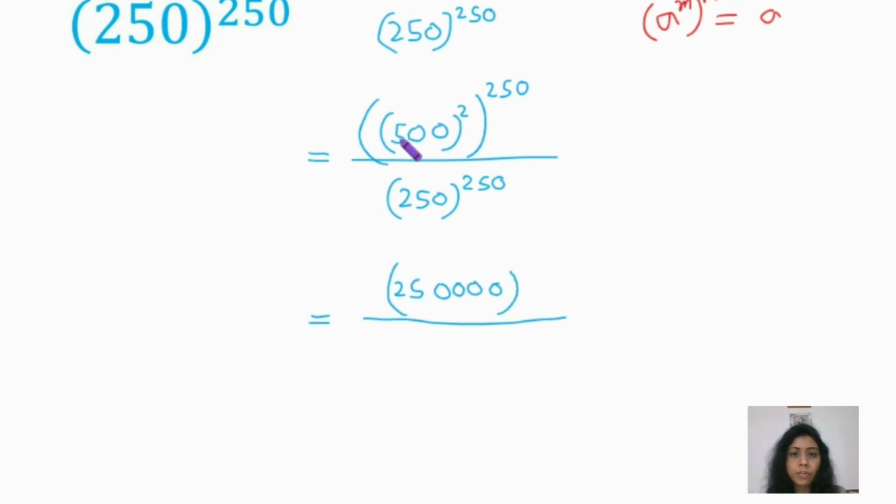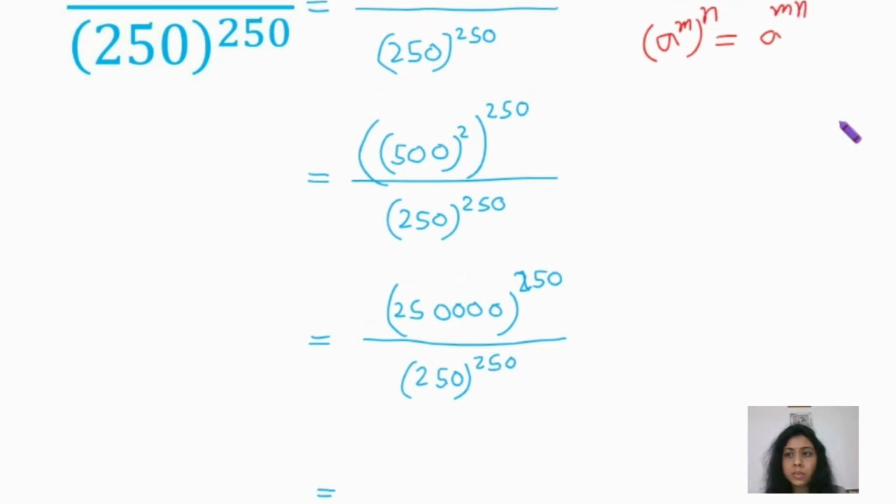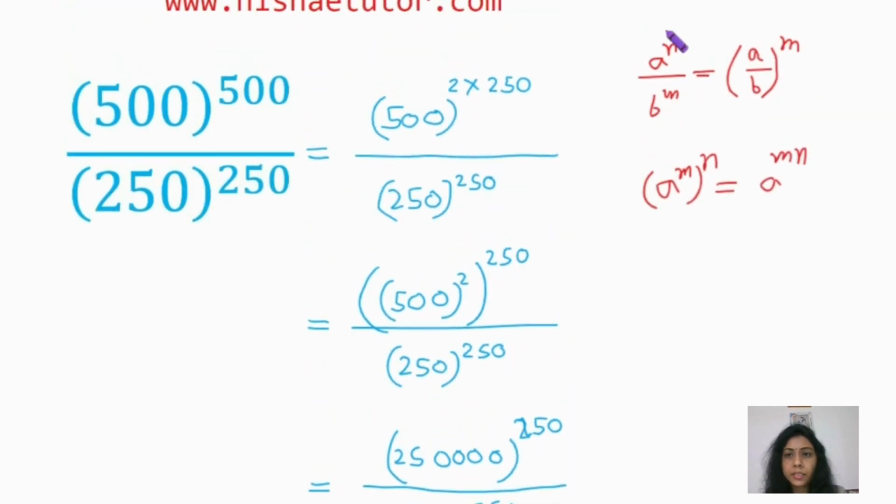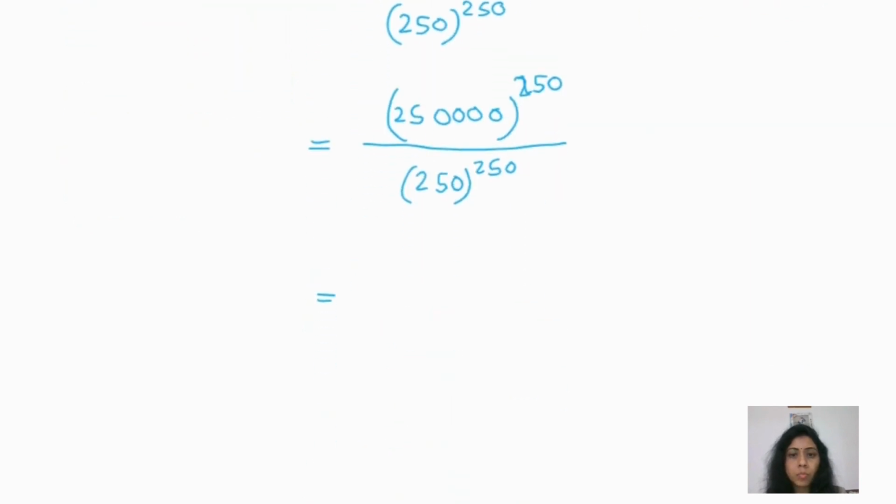You can check, 500 multiplied by 500, you will get 250,000 to the power 250, and this is 250 to the power 250. Now here the same power, so we can apply this one. a to the power m divided by b to the power m, so we can write a upon b to the power m. Here the m value is 250.